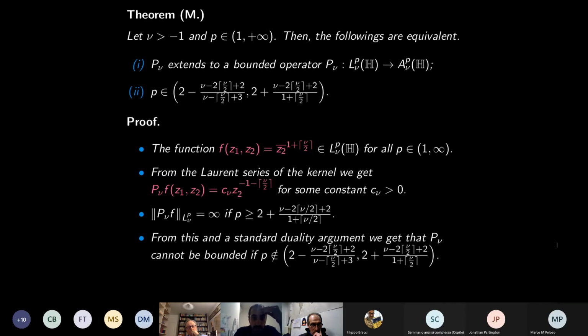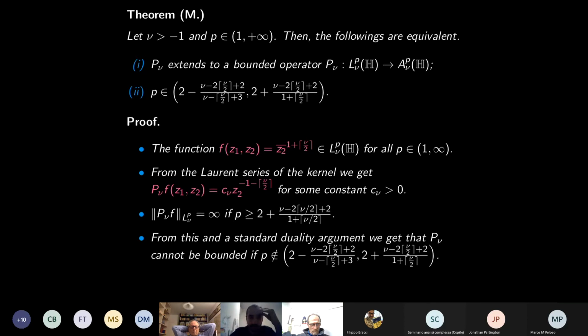Then by duality, by a standard duality argument and the self-adjointness of the projection, we conclude that actually the Bergman projection cannot be bounded if p does not belong to this interval here. Okay. So to prove the other direction, I mean, this was quite easy because we easily found a function that provides a counterexample to the LP boundedness.